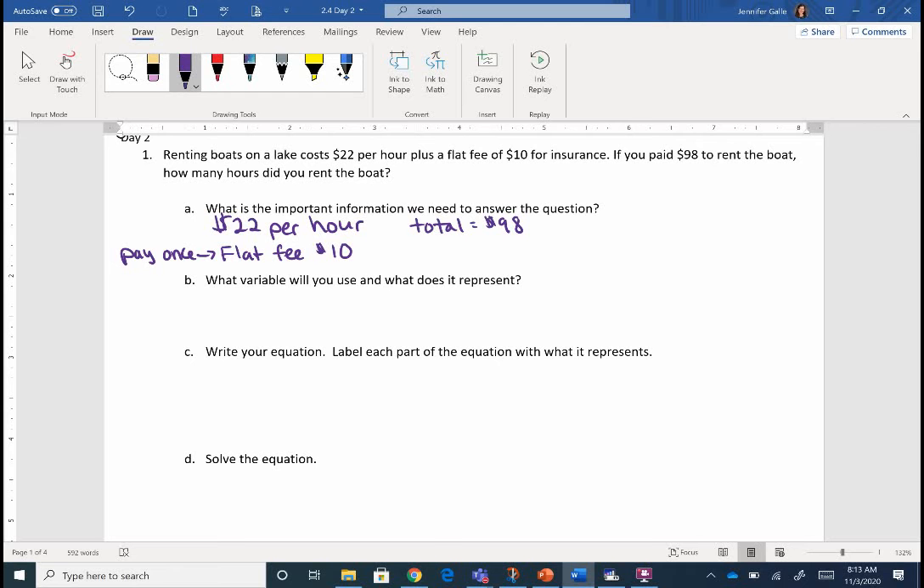So what are we trying to find in this question? How many hours? So I know some of you out there just absolutely love the variable x. That's all you ever want to use is the variable x. Now for me, I like to use a variable that represents what I'm trying to find. It helps me write the equation. So I'm going to use h.